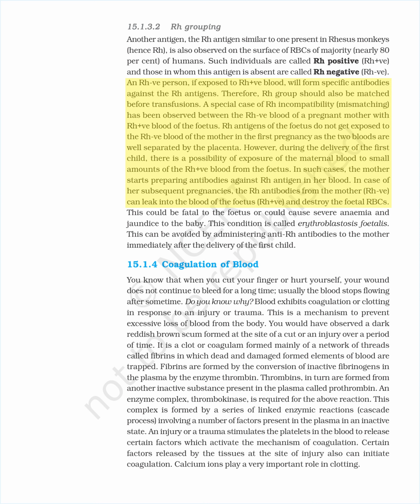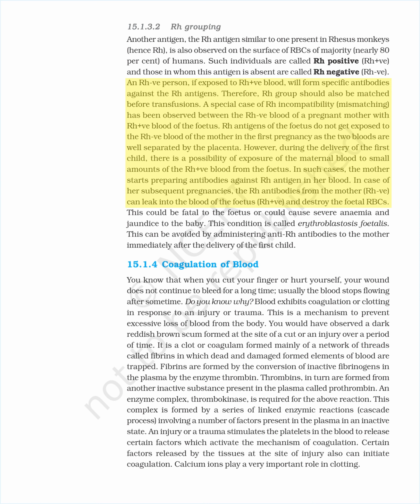A special case of Rh incompatibility, mismatching, has been observed between the Rh-ve blood of a pregnant mother with Rh+ve blood of the fetus. Rh antigens of the fetus do not get exposed to the Rh-ve blood of the mother in the first pregnancy, as the two bloods are well separated by the placenta. However, during the delivery of the first child, there is a possibility of exposure of the maternal blood to small amounts of the Rh+ve blood from the fetus.